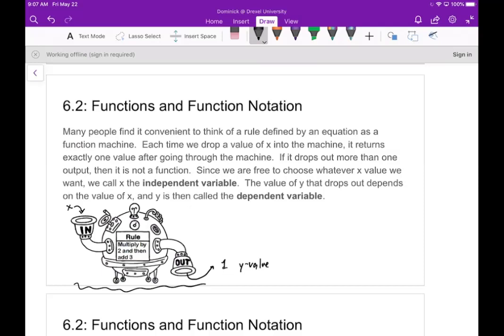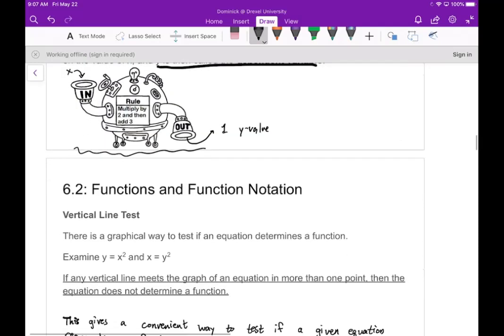Right? Now, another thing that we should mention here is that since you're allowed to pick whatever x you want to drop in, we usually refer to x as the independent variable, right? But you can't just have any value of y drop out that you want. It depends on what x you threw in there, right? So we'll call y the dependent variable. All right, so that's some terminology that's sometimes used as well.